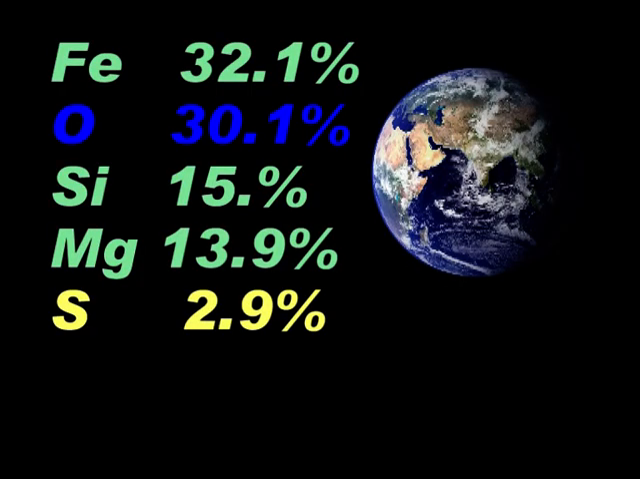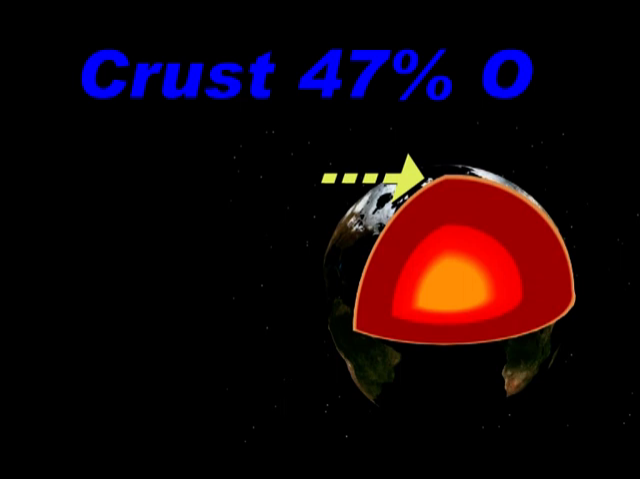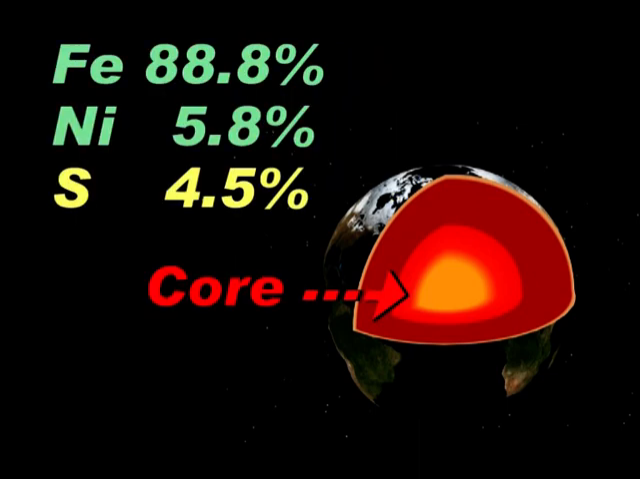Oxygen is overwhelmingly the dominant nonmetal on planet Earth. For the whole Earth, it is the second most abundant element after iron. Its nearest relative, sulfur, which also has 6 electrons in its outer shell, is only 1/10 as abundant. The Earth is layered with a low-density oxygen dominating the crust of the Earth at 47%. Sulfur is more common in the Earth's core, which is mostly iron and nickel.